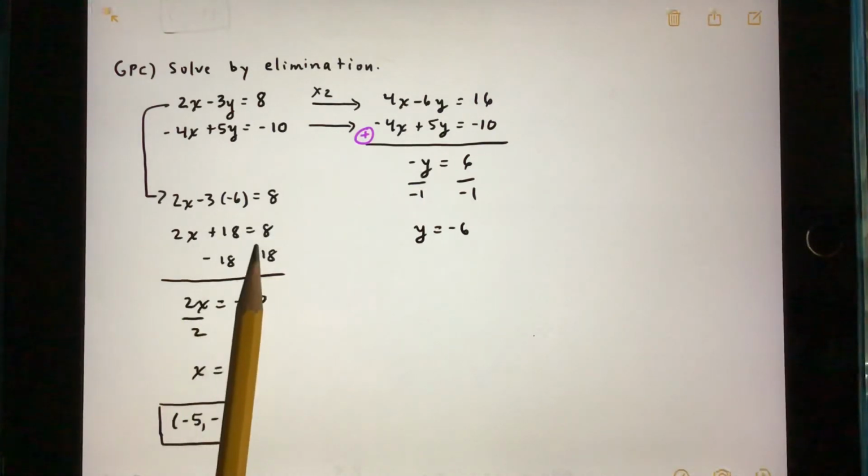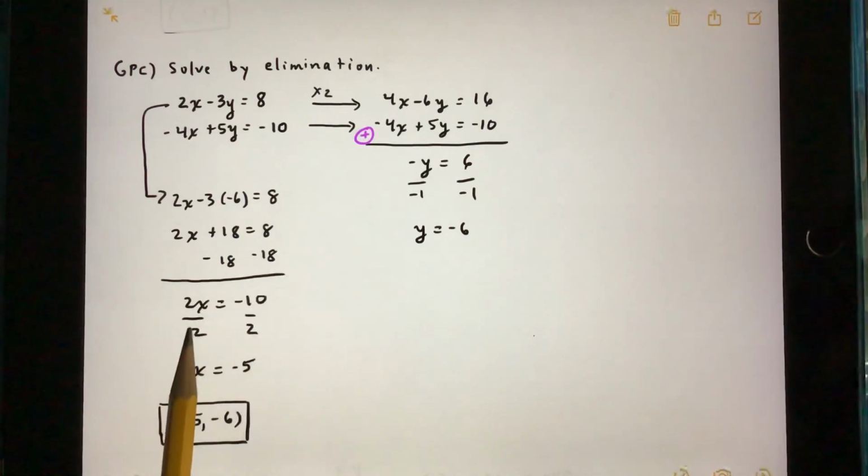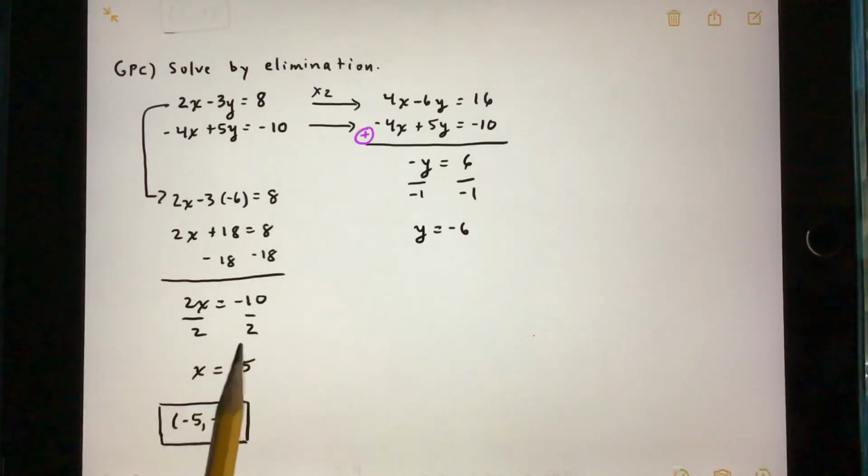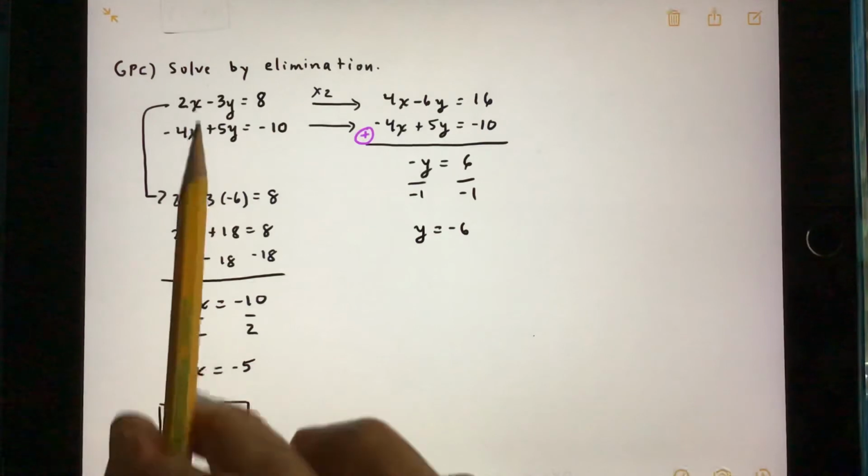So 2x plus 18 is 8. Subtract 18 on both sides, and I have 2x equals negative 10. Divide both sides by 2, and x is negative 5. I now have my values for x and y. That's the point of intersection if I were to graph these two equations. And I would graph them as lines, of course, because they're linear equations. The point of intersection will be negative 5, negative 6. When x is negative 5 and when y is negative 6, it makes both of these true.